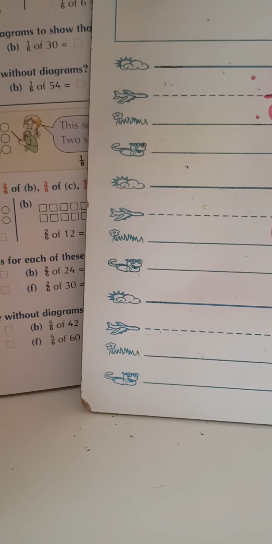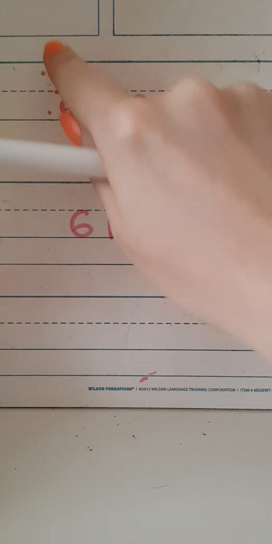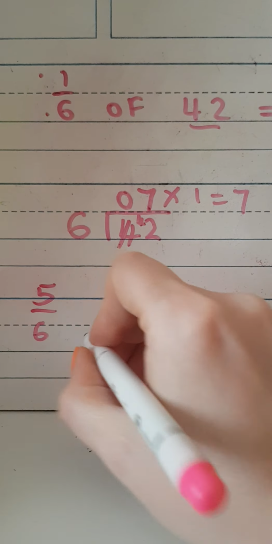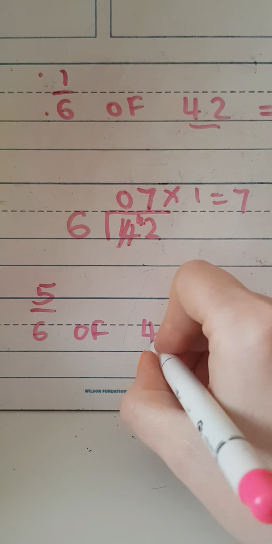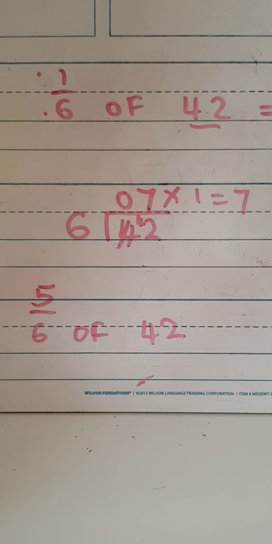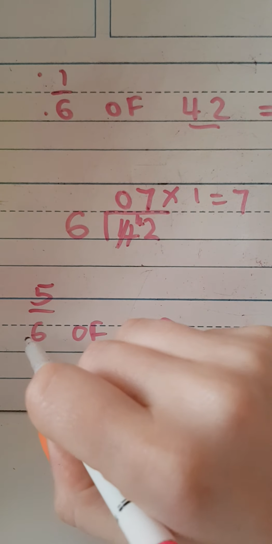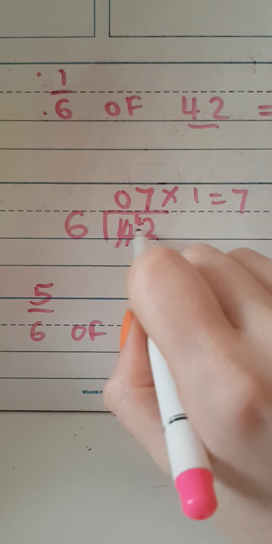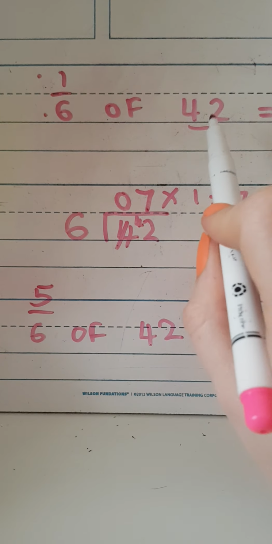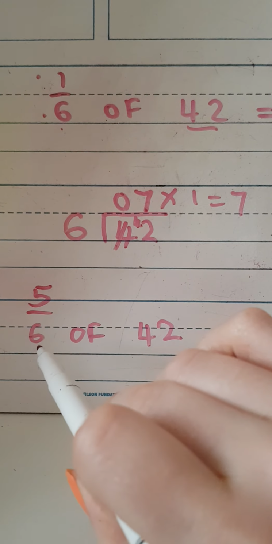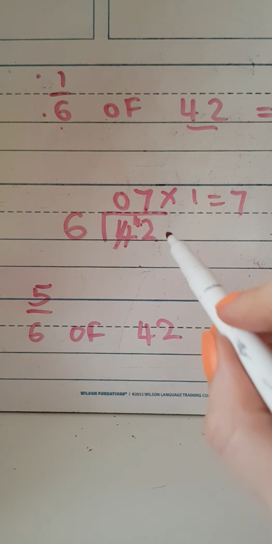So the next one I wanted, 5/6 of 42. Okay. So I'll leave that one there actually. 5/6 of 42. Now, if you want to start it all over again, you can. But if you look at the first step, 42 divided by 6 is going to be the same because that's what we did up here. Because divide by the bottom, it's the same. 42 divided by 6 or 42 divided by 6. So what we got was 7.